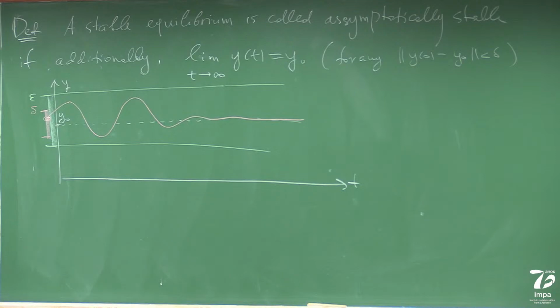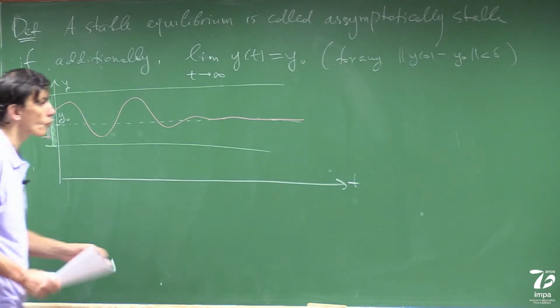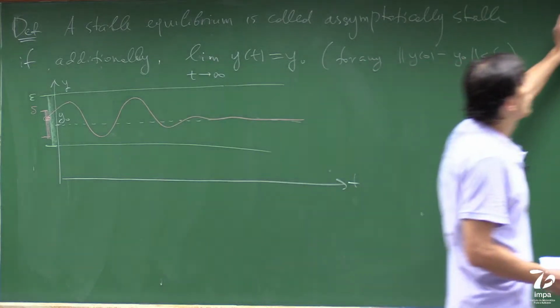So now what we can do is to see when the systems are stable, asymptotically stable, or unstable.